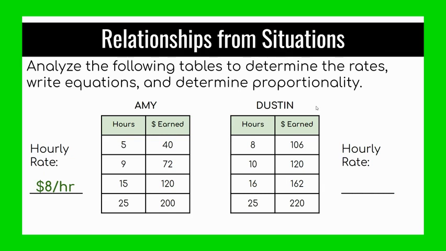Now, to get the hourly rate, which I'm not too worried about at the moment because we're going to cover this in a couple of weeks, it's $7 an hour. The reason for this is to go from 106 to 120, that's plus 14. To go from 8 to 10, that's plus 2. 14 divided by 2 is 7.